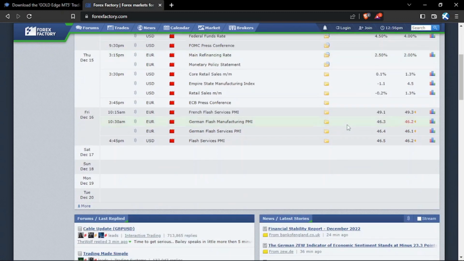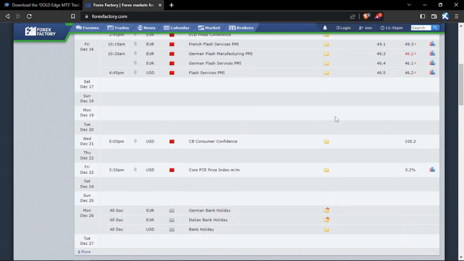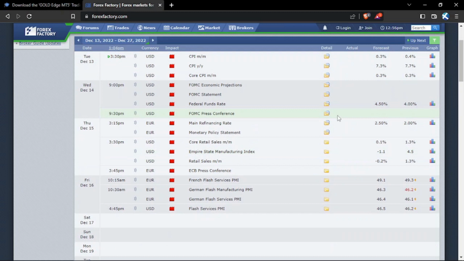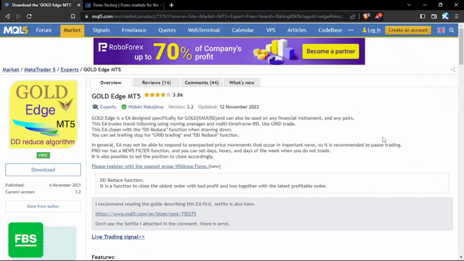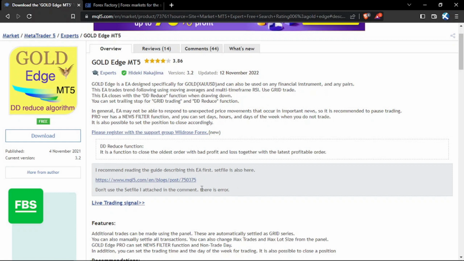What this means is you can plan your trading week according to news events that are coming up in the future. One of the main reasons why I don't trade during December is because of the low volatility, so please be careful. In general, it is important to monitor the news. However, the Pro version that is available for sale does have a built-in news filter.